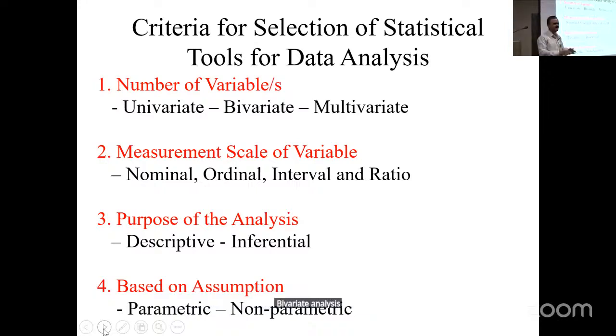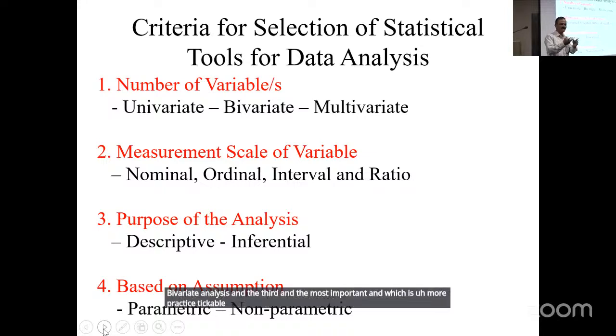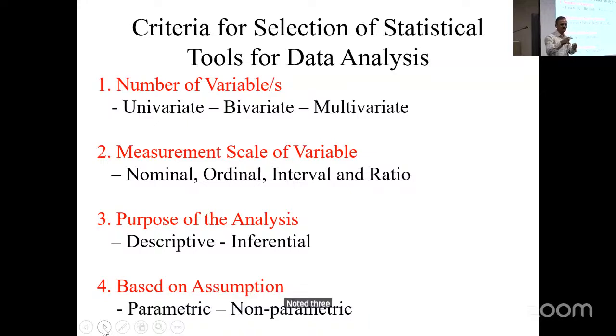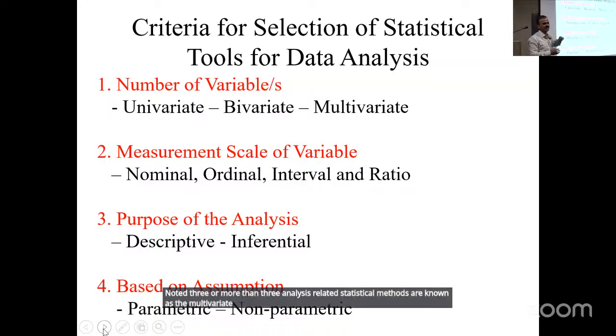And the third and the most important, and more practicable compared to those 2 other methods, is the multivariate analysis, because in any research we have more than 2 variables, and even for 2 variables we can do all the earlier analyses or purposes we have noted. The statistical methods for 3 or more variables are known as multivariate statistical methods.